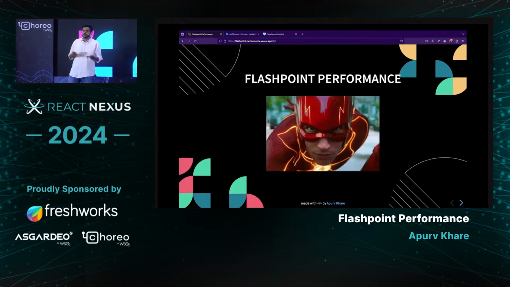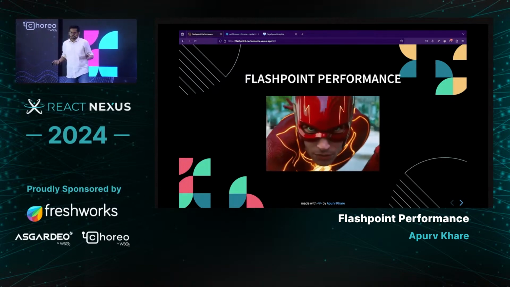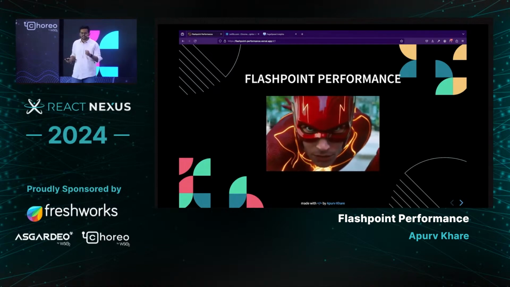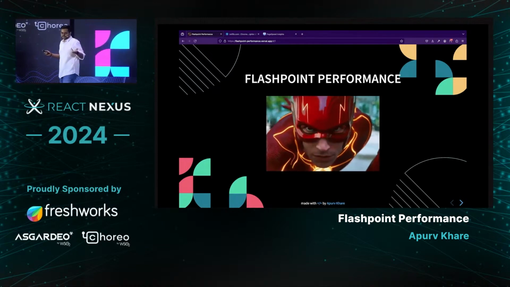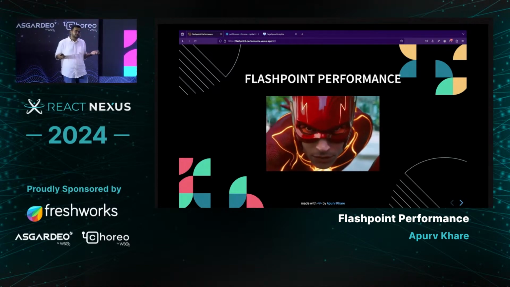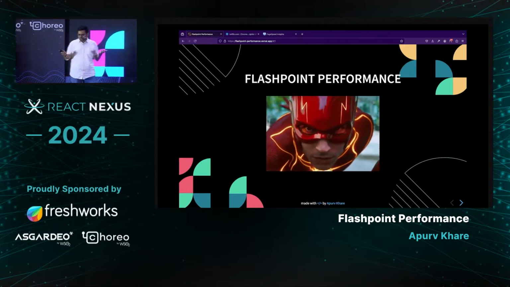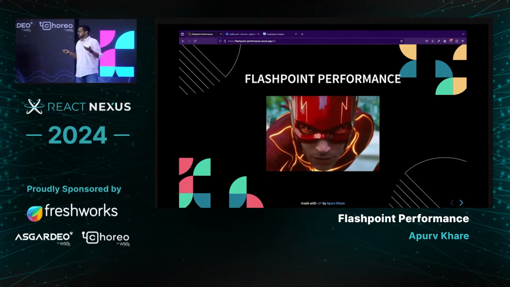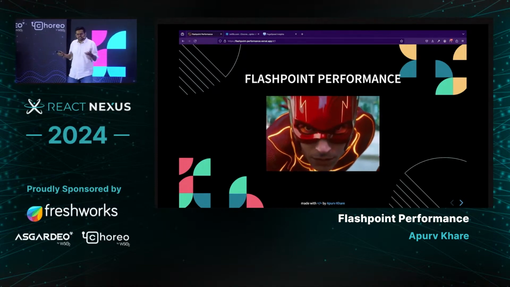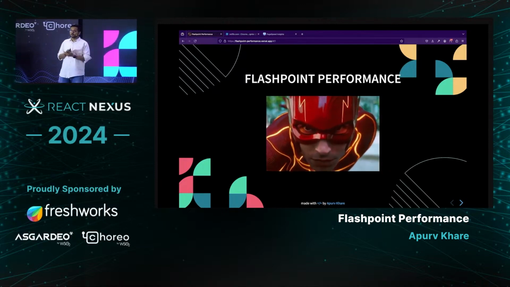What do you do? You do the normal research. You do Google, you do ChatGPT, right? And you find out all the latest and greatest tricks. You do lazy loading, server-side rendering, code splitting. You do, what do you say, incremental static regeneration and whatnot. But you barely see any improvement in the performance, right?